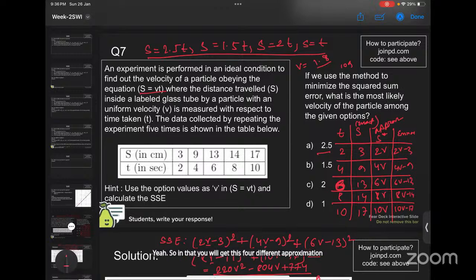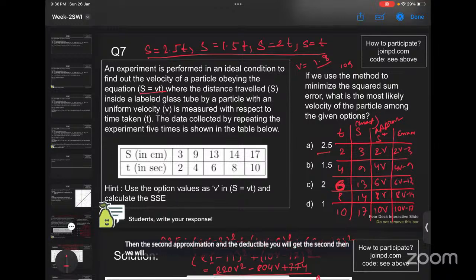So you can do it one by one. You can take the first approximation and the data table, then you will get the first SSE. Then the second approximation and the data table, you will get the second SSE. In the result, you will get 4 different SSE, right? Then you can compare.